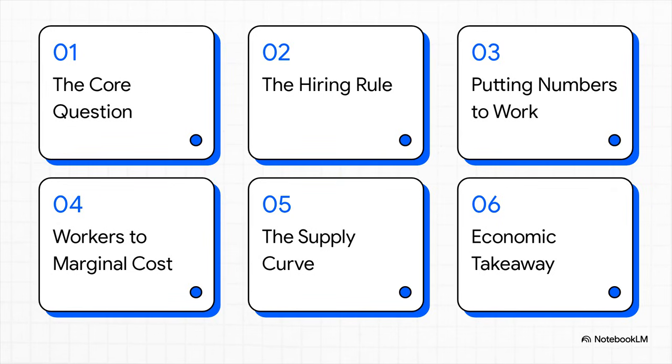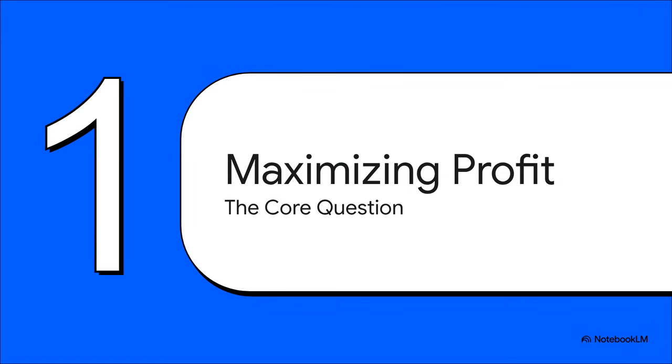Here's our game plan. First, we'll zero in on the core question of maximizing profit. Then we'll uncover the golden rule for hiring someone new. After that, we'll get our hands dirty with some actual numbers. Then we'll see how that same exact logic connects workers to costs, which will let us actually reveal the famous supply curve. And of course, we'll wrap it up with the big takeaway. All right, let's dive into section 1.